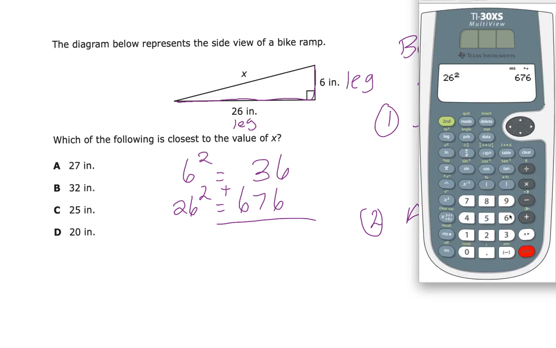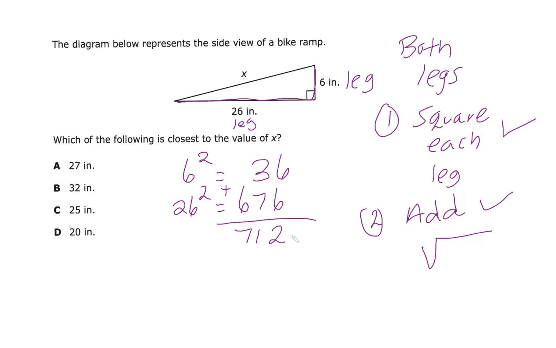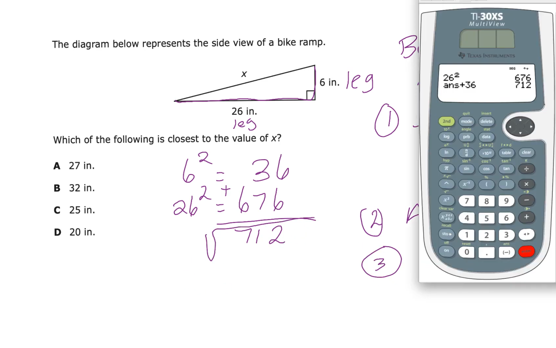Okay, I still have my calculator. I'm going to add. Notice when I put the add, it says answer. The answer is just 676. So I'm going to add 36. I get 712. Okay, remember our third step, we have to take the square root. So I'm going to go second function, x squared, to get the square root function. And I'm going to type in 712. And I'm going to hit enter.